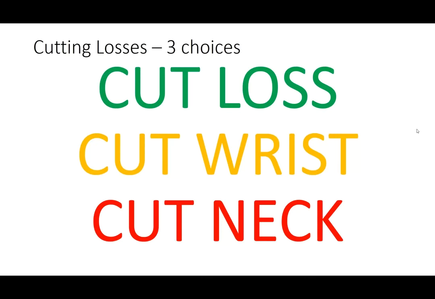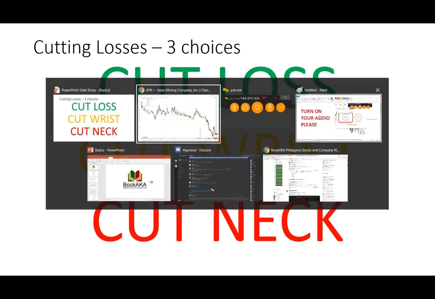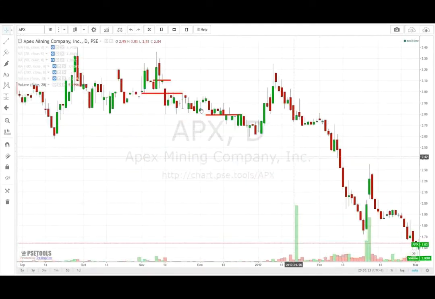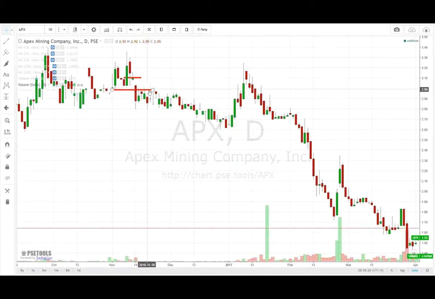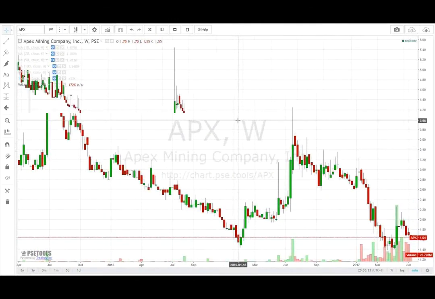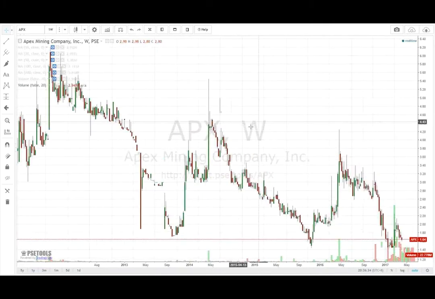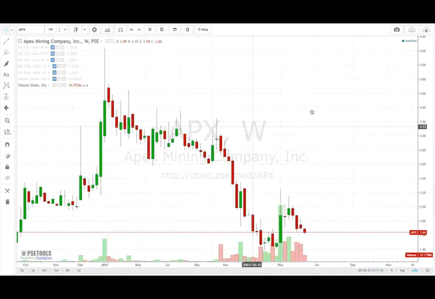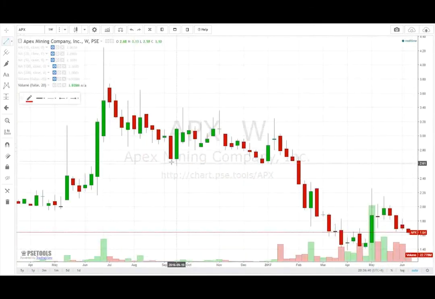You cut while it's early. You cut pag nakita mo na broken ang resistance, broken ang support. You cut pag nag-shift ang trend, kasi tingnan nyo ha. Like itong Apex. Lagay natin sa weekly para mas klaro. That was mga December, no? Kitang-kita mo yung support, diba?